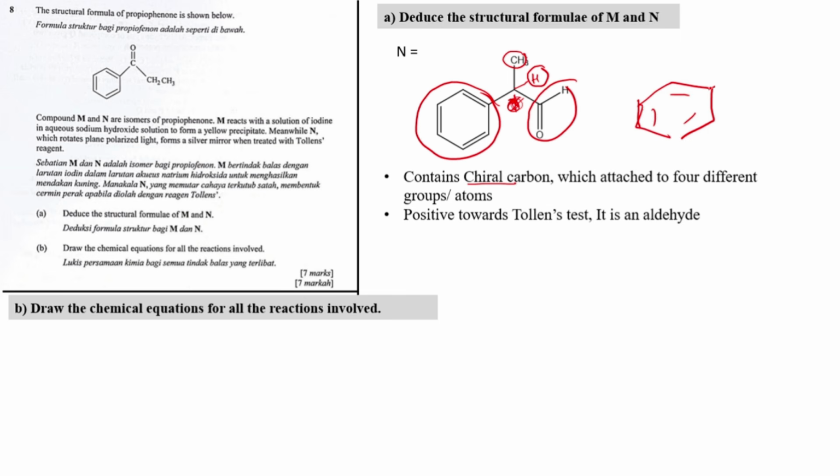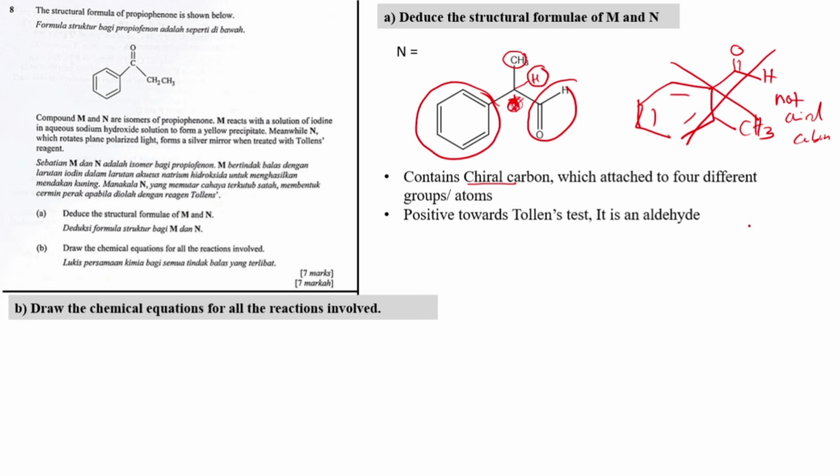Okay, so you want to draw the aldehyde here, and then you want to draw the CH3 here. So if you were to draw that one, this answer is wrong because it does not have a chiral carbon. Okay, tiada chiral carbon dalam molekul tersebut. Jadi jawapan ini adalah salah.